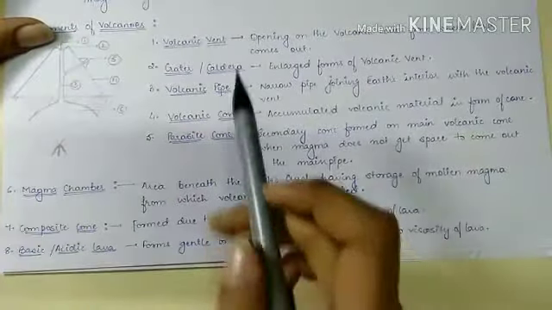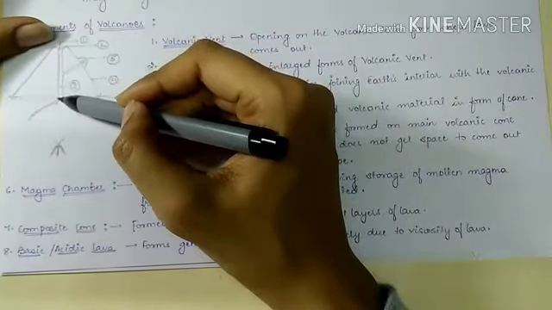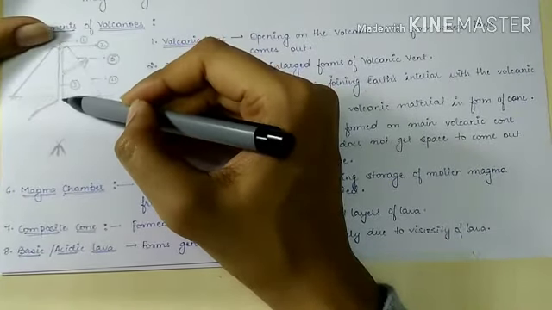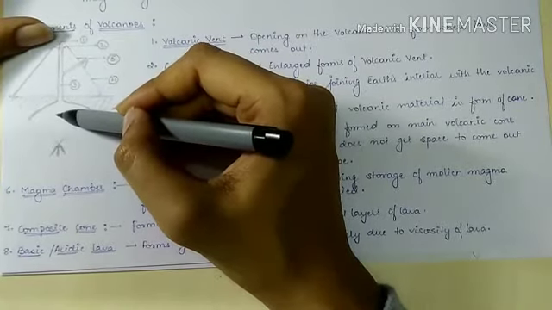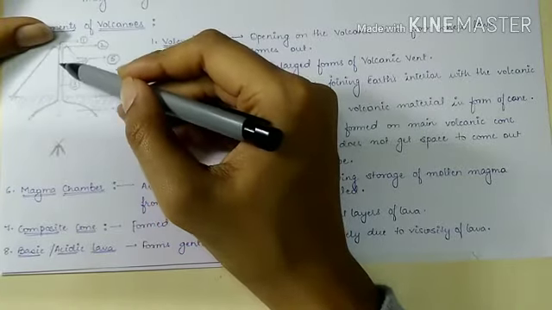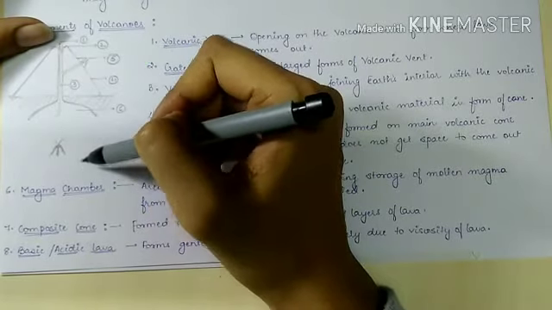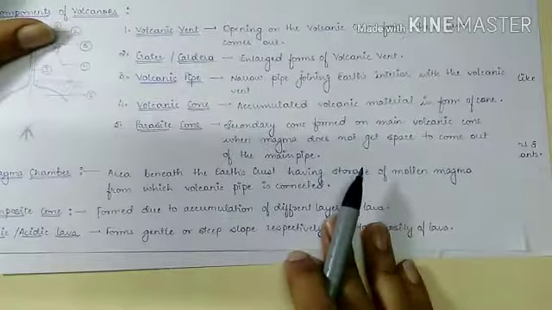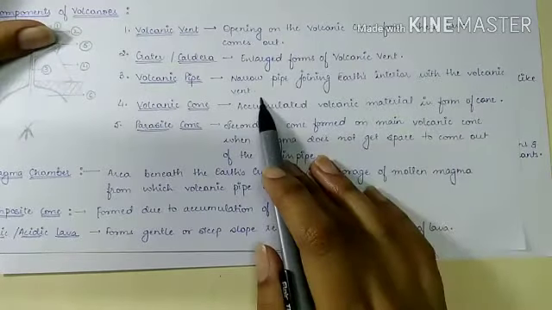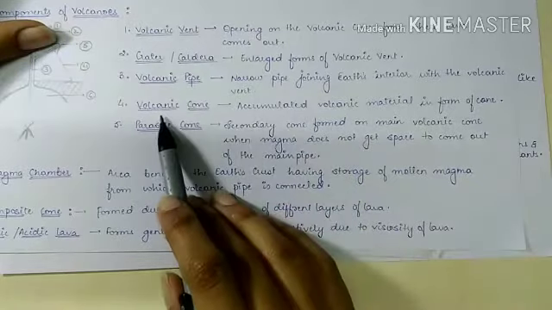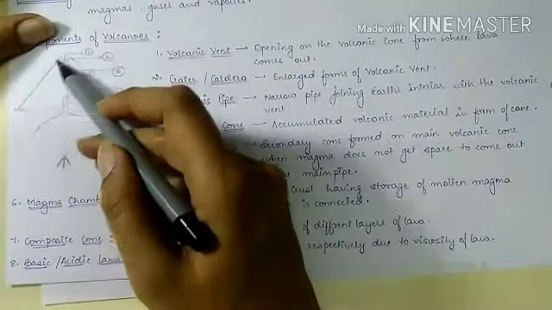Then we have volcanic pipe. This is our volcanic pipe. This pipe is the only source from where the molten magma comes from the interior of Earth. So it is a narrow pipe joining the interior of Earth with the volcanic vent. Next is volcanic cone. Volcanic cone is this thing.